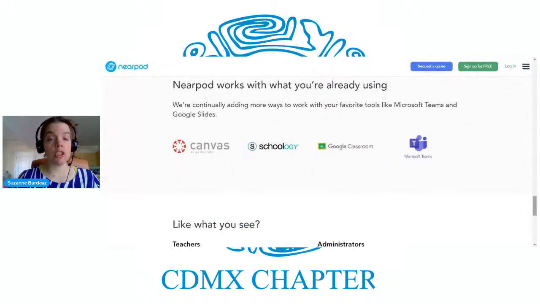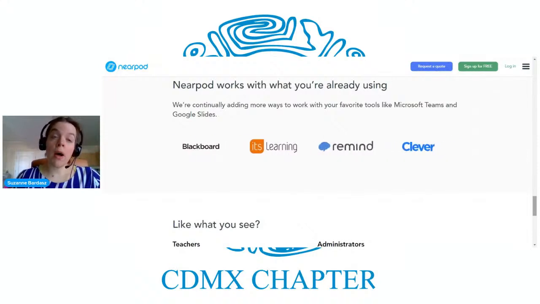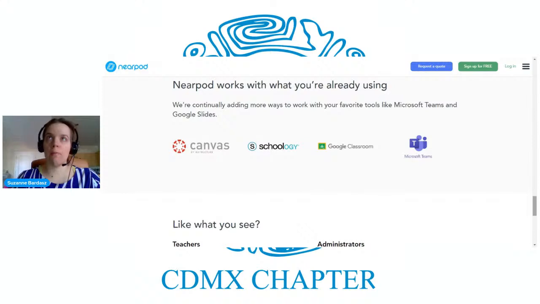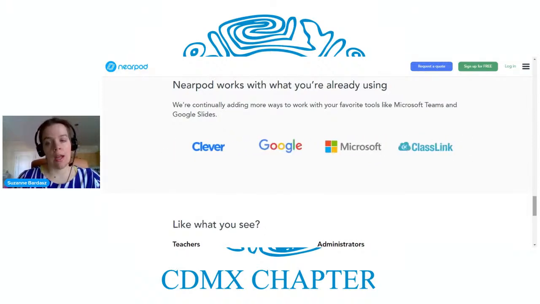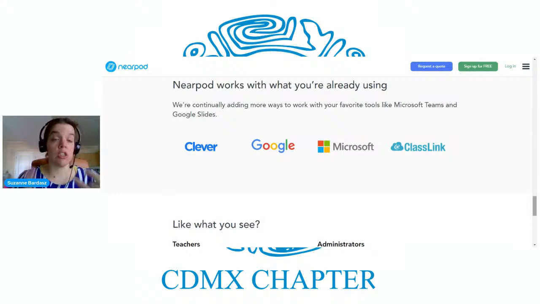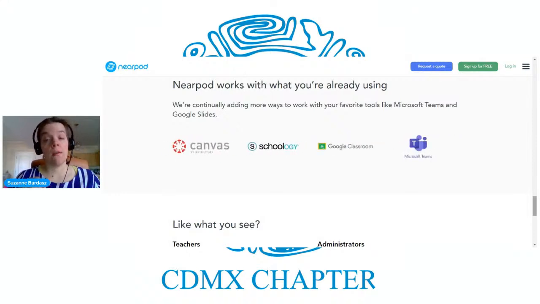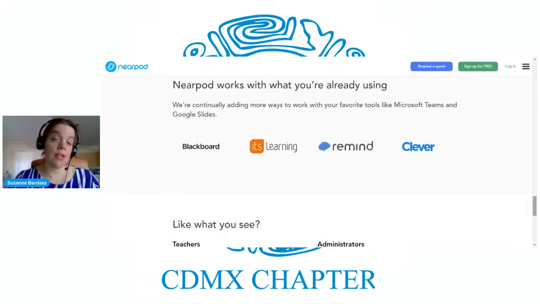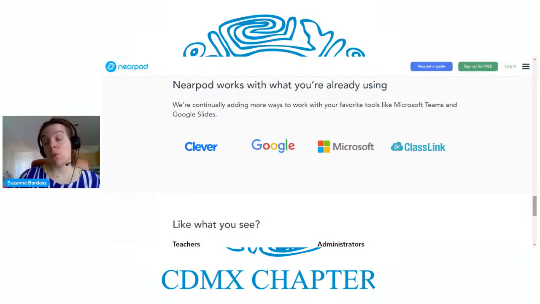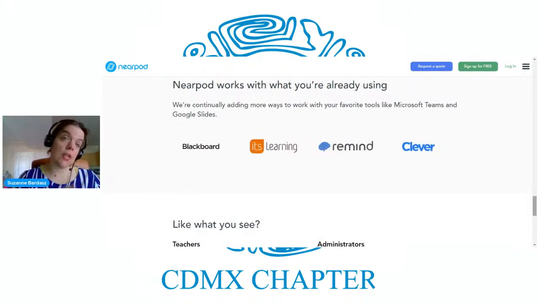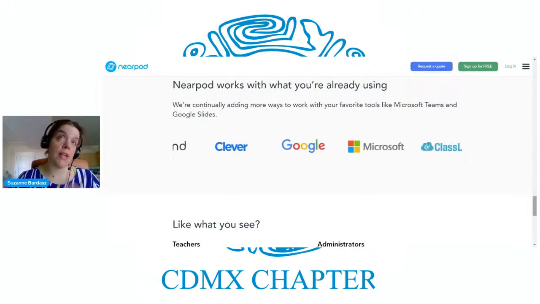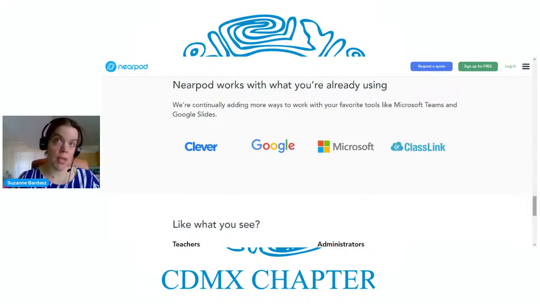But I just want to show you that Nearpod works with a lot of things that you're already using, and that's been something they've been doing the past few years. So if you're using another LMS or other tools such as Google, Microsoft, Google Classroom, Canvas, Nearpod has some integration with all those other tools as well. So that's another great thing about it.